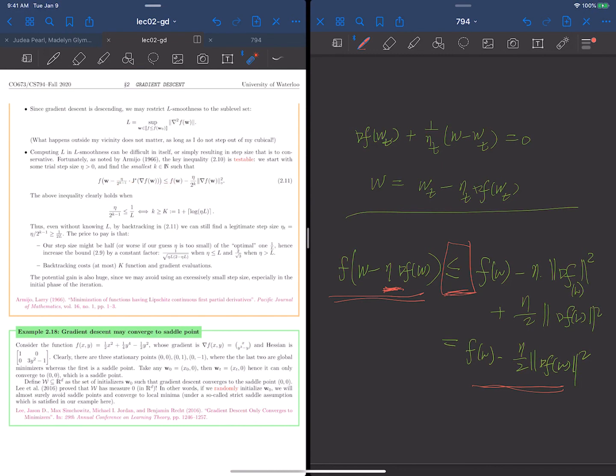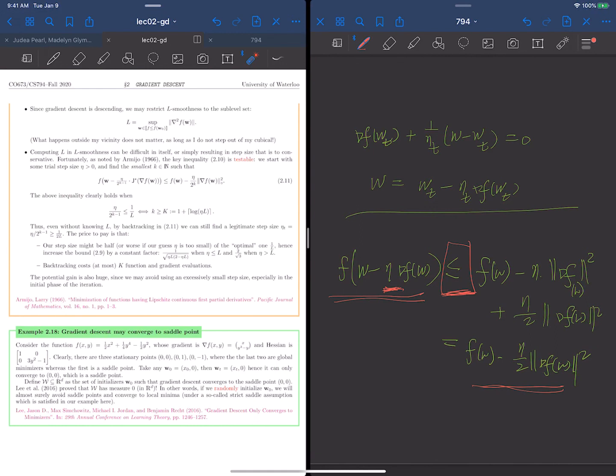Okay, and once you find that, this eta over 2 to the k minus 1 is your legitimate step size. And using this, you are going to satisfy this inequality. And you can easily show, as long as k is greater than this constant here, you're going to satisfy this inequality all the time.